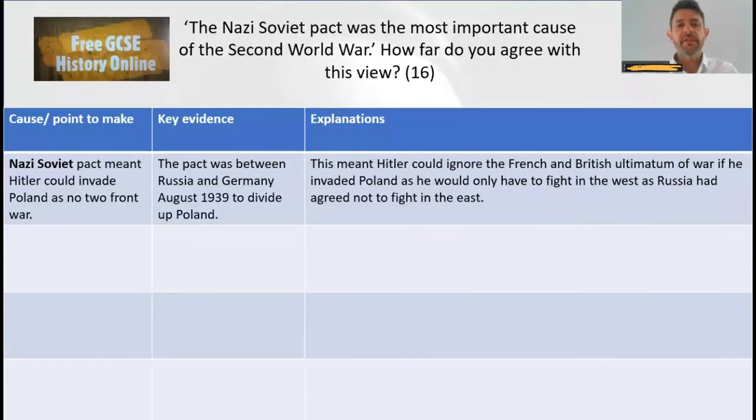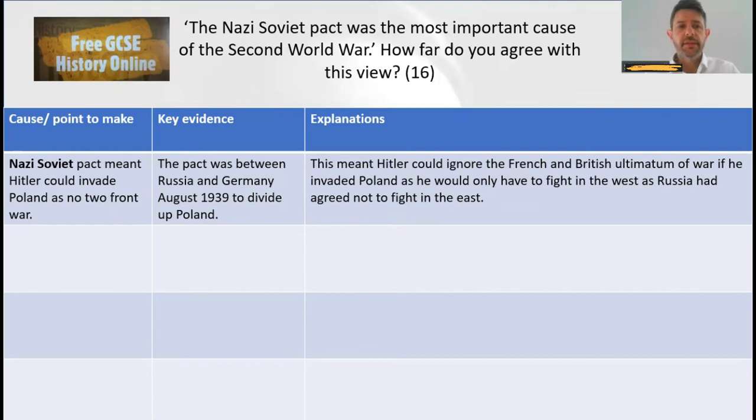So what can we do for this? Let's come up with a bit of a plan, shall we? Again, you can obviously look back at my video and find out more and recap your knowledge. I'll look back to my quiz notes and find lots of details there also. But the Nazi-Soviet Pact, this little table here is a little plan.